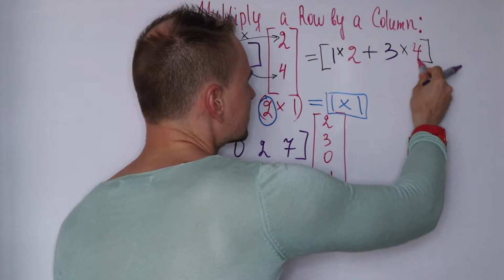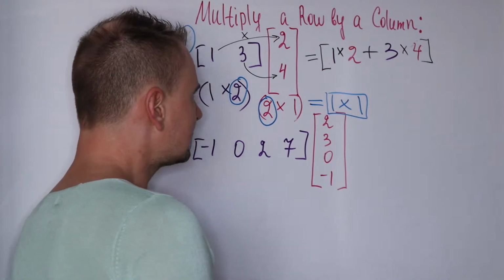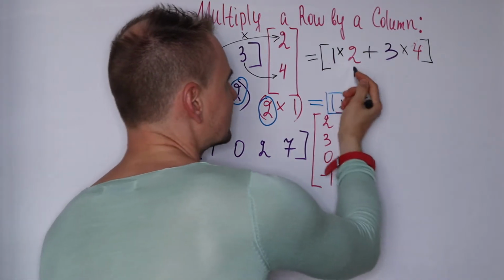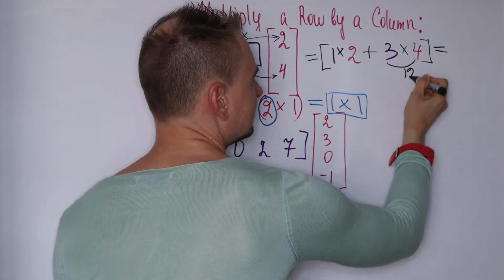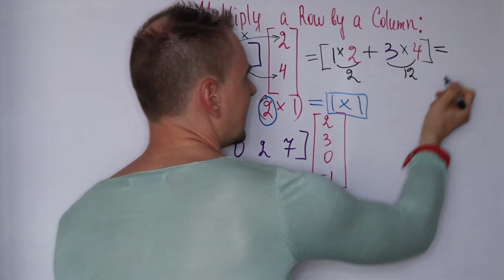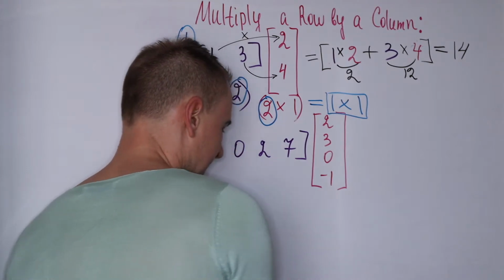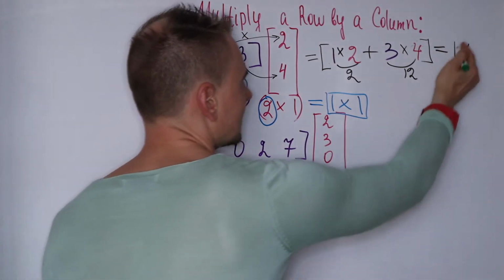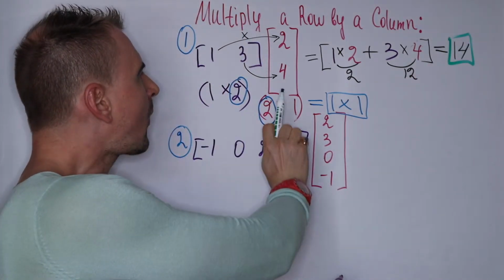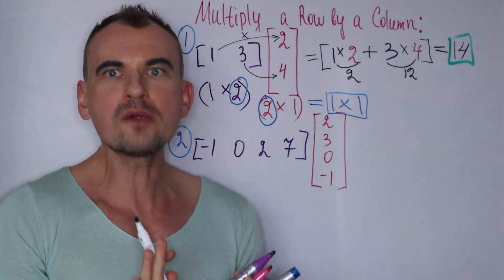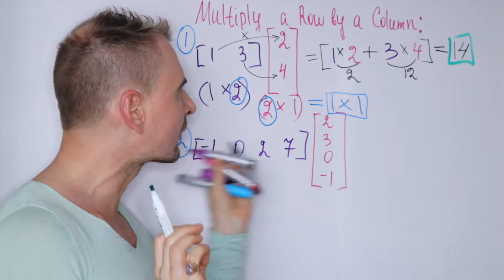And all you need to do is just calculate, and that gives you one single number. So 1 times 2 gives you 2, plus 3 times 4 gives you 12, and 2 plus 12 comes out to be 14. So that's your answer for that multiplication. Keep in mind, even if you are given more columns, you will always be left with a single number if you multiply a row by a column.